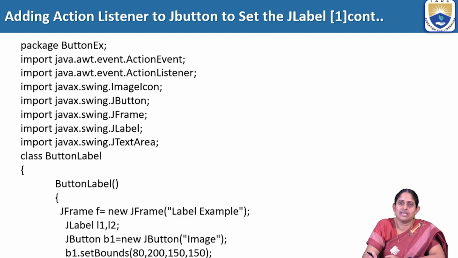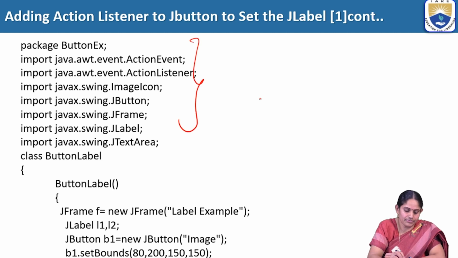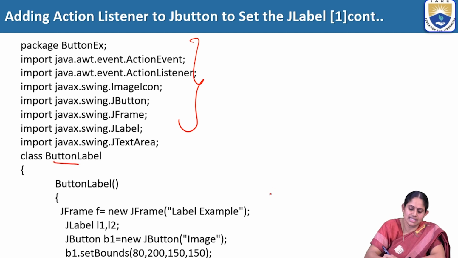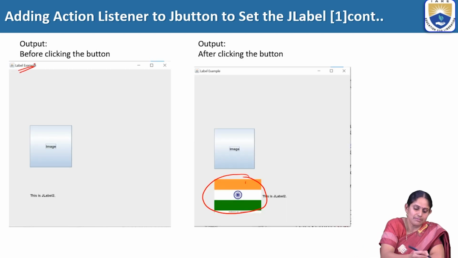So now let's look into the examples in detail. So we have to import all these packages for our program. Then we have our class ButtonLabel, and inside its constructor, we are creating the button and the frame and the label. So we are creating a frame F named label example. So we have this frame created with label example.